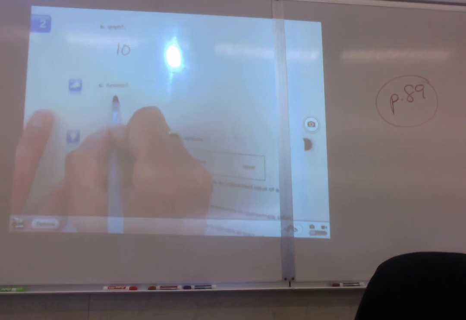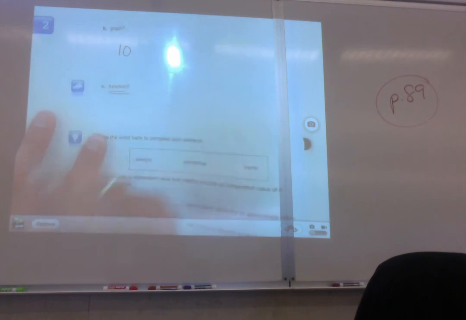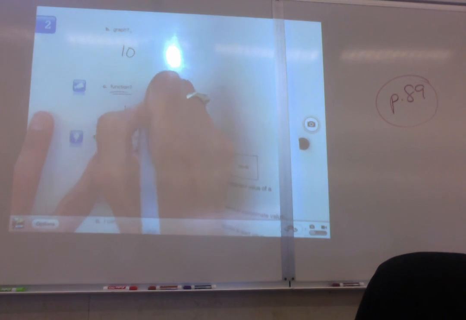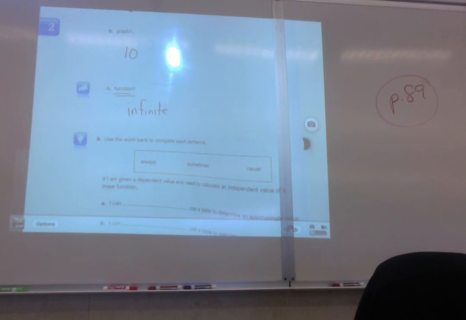How about for the function? Infinite. It goes on. We can, with our calculators, plug in any number. It kind of took some work. It wasn't as easy to see off the bat, but infinite with the function. So 3 different ways.